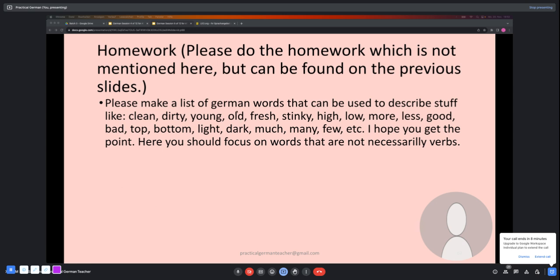Please make a list of German words that can be used to describe stuff. For example, clean, dirty, these are adjectives, right? Clean, dirty, old, fresh, stinky, high. Make a list of words that you think you will need, because when you know this, you can use the verb sein to say so many things, right? Blah, blah, ist, blah, blah. And that other blah, blah is an adjective.